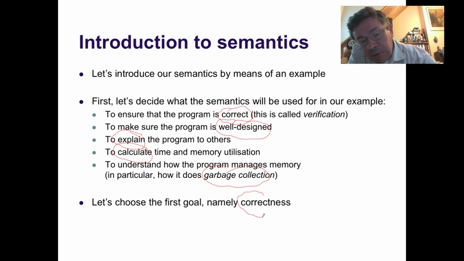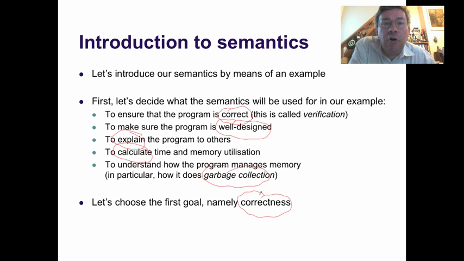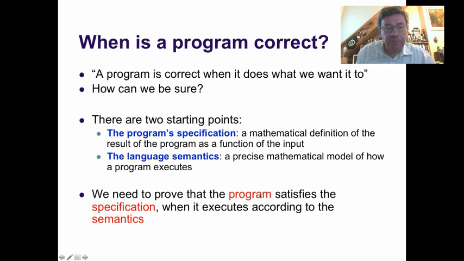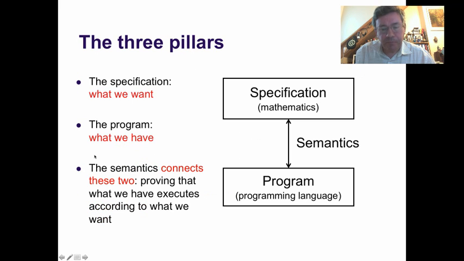But in this example, let's concentrate on the first goal, the simplest and most important goal of semantics, which is correctness. A program is correct when it does what we want it to do. How can we be sure of that? Well, we have the program specification, and we have the language semantics. So we have to prove that the program satisfies the specification using the language semantics. So the language semantics is the means for doing this proof.